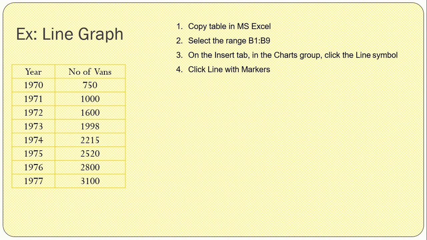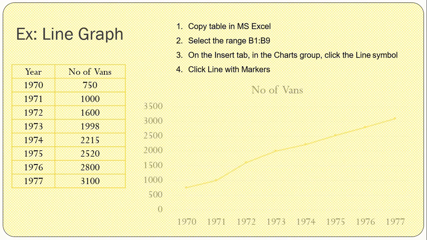Then on the Insert tab, click the Chart group and the Line symbol. Here you need to select line with markers. Then the line chart below would be the result. If you draw this graph manually, you can choose a proper scale for the x-axis and y-axis and then mark the points for the number of vans of the particular year on the xy plane. Then join these points and the line chart would be the result.